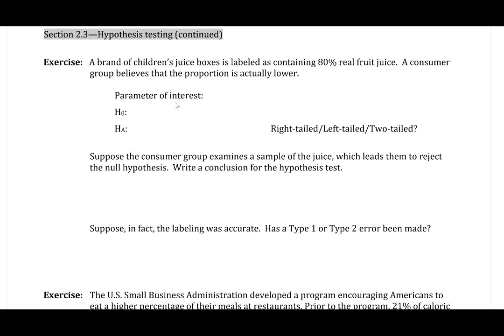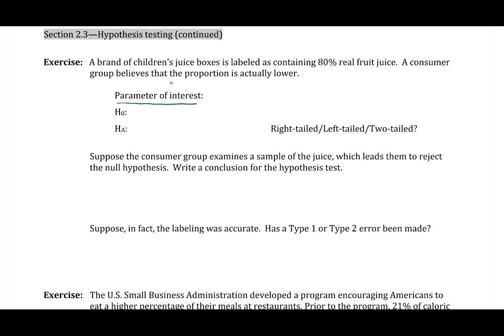Let's practice some hypothesis testing. In the first exercise here, a brand of children's juice boxes is labeled as containing 80% real fruit juice. A consumer group believes that the proportion is actually lower. The first thing we need to do is identify the parameter of interest. What are we actually trying to write hypotheses about?